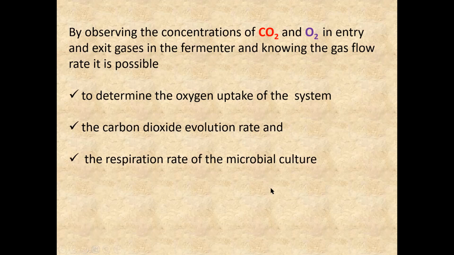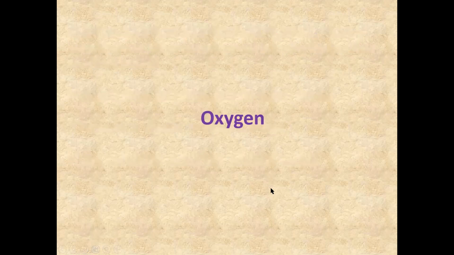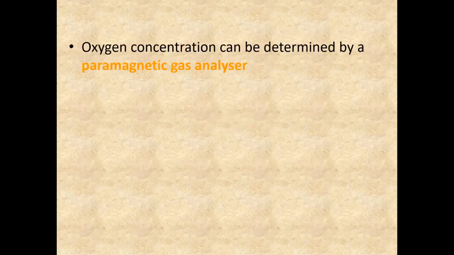Let's see that. So first we will see how you would monitor the oxygen concentration in an inlet gas or an exhaust gas. Oxygen concentration can be determined in an inlet or exit gas by a paramagnetic gas analyzer. This is the sensor that will help you in determining the oxygen concentration in inlet and exit gas. Oxygen has a strong affinity for magnetic field. It shows paramagnetic behavior, and this property is exploited in the paramagnetic gas analyzer.